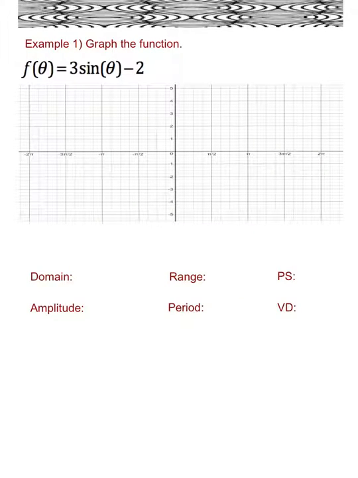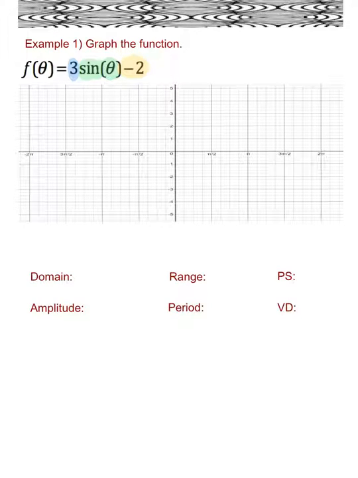So what I want to do first is take a look at this example and identify the parent function. I can see that the parent function is sine of theta right here. And I've got two transformations occurring to it. First, I have this 3 out front that's changing the amplitude, so my new amplitude is going to be 3. And then I have minus 2 in the back, that's a d value. So I'm going to have a vertical displacement down 2.